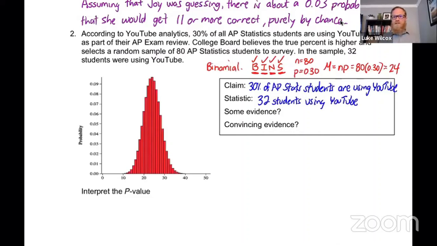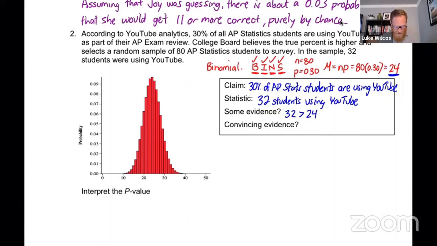So the next question is, does this provide some evidence that the true percent is higher than 30? Well, we know that if 30 is true, we would expect to get about 24 successes out of the 80, and we got 32. So certainly 32 is bigger than 24, and we do have some evidence to suggest that the true percent is higher than 30%. So the follow-up to that is, do we have convincing evidence? And once again, in order to answer that question, we need a p-value, which will tell us how likely is it that we could get this result or more extreme purely by chance.